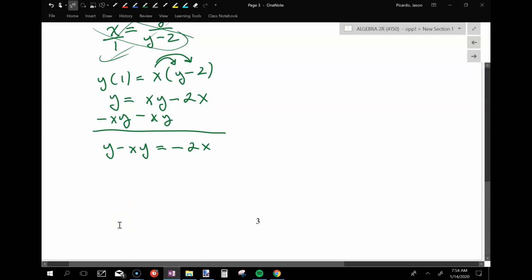Think of factoring. What do both of these have? So can I take a GCF out of these two terms? If I take a y out, what do I get? I get 1 minus x, right? You see what I just did right there? I took a GCF out of these two terms. Why is that cool? Because now I only have one y. What's that y doing? It's multiplying, right? So to get y alone, I just need to divide by 1 minus x, right?